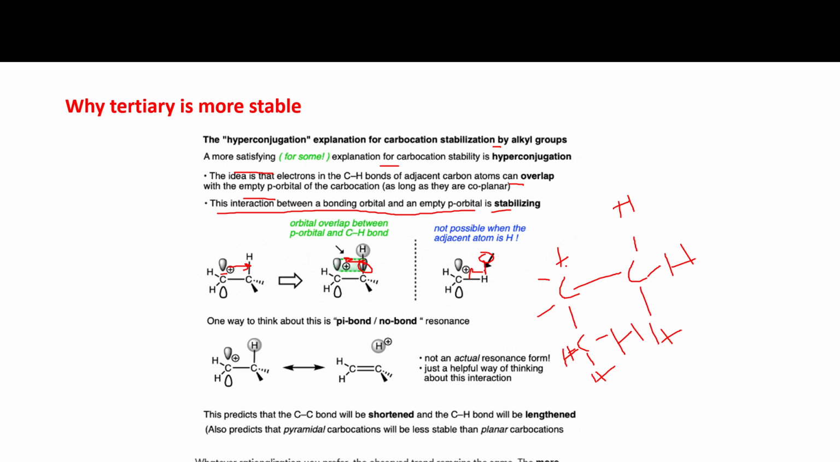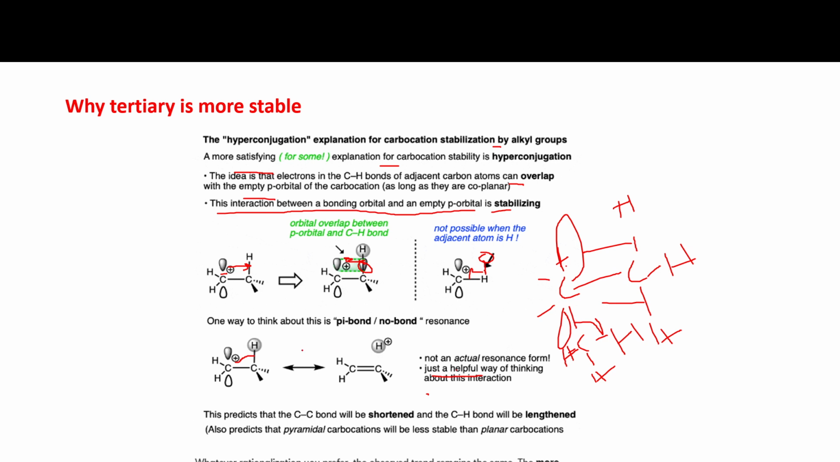So that is your empty p orbital, and stabilization will happen like this. When we think about that pi bond and no bond resonance, now we have the double bond, so now this is stabilized, as they are making a bond. It is not an actual resonance form, just a helpful way of thinking about that interaction.